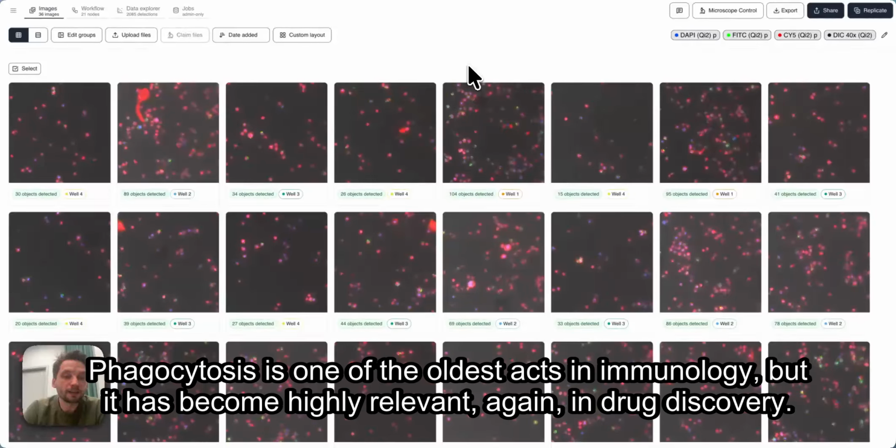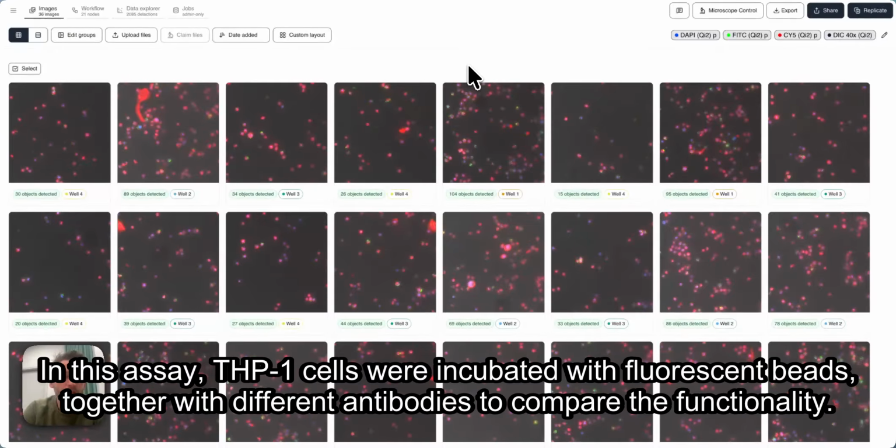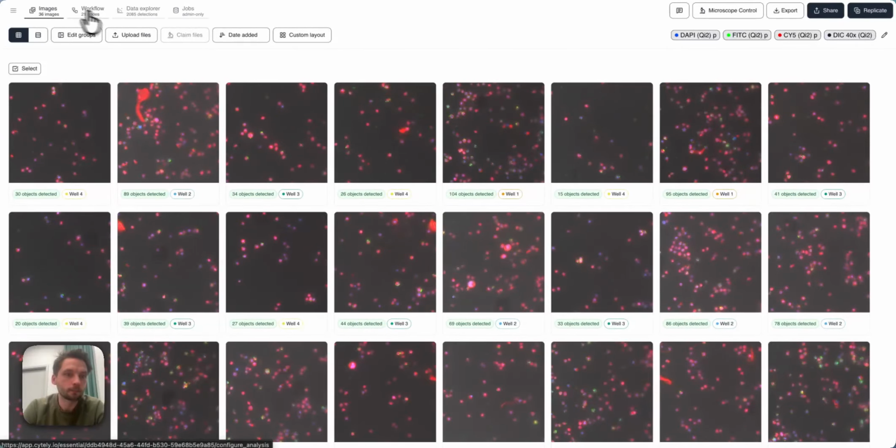Phagocytosis is one of the oldest acts in immunology, but it has become highly relevant again in drug discovery. In this assay, THP1 cells were incubated with fluorescent beads together with different antibodies to compare their functionality.